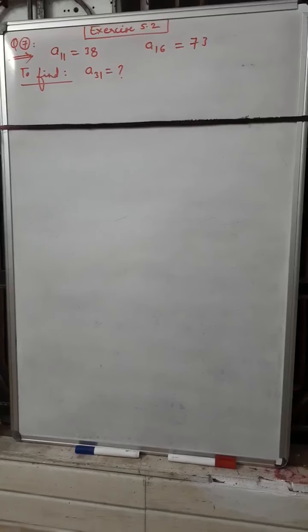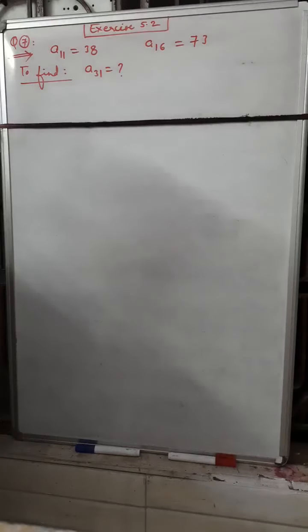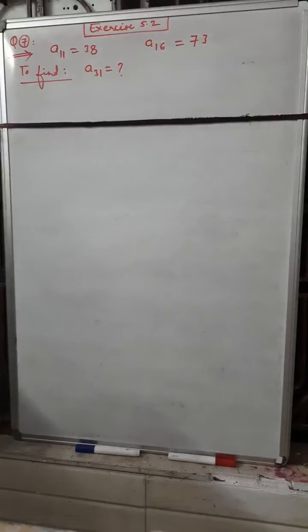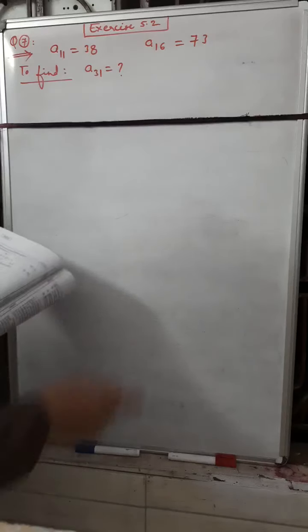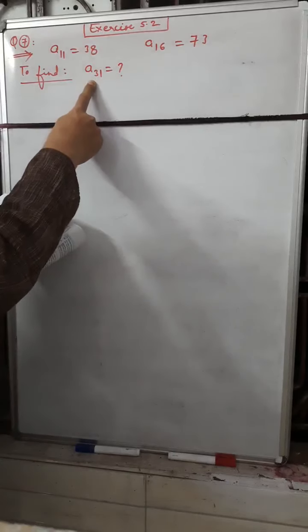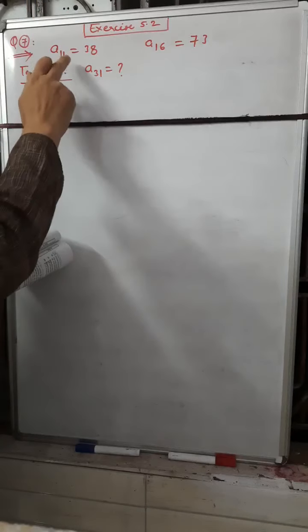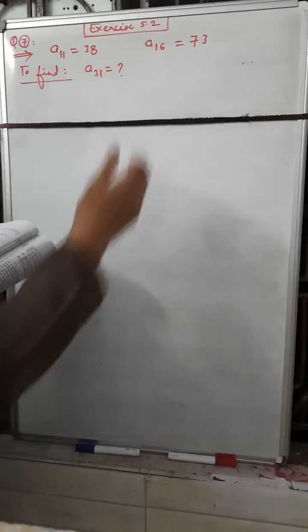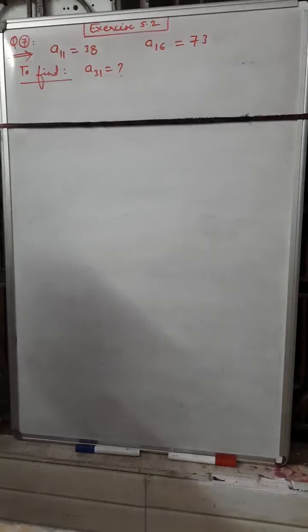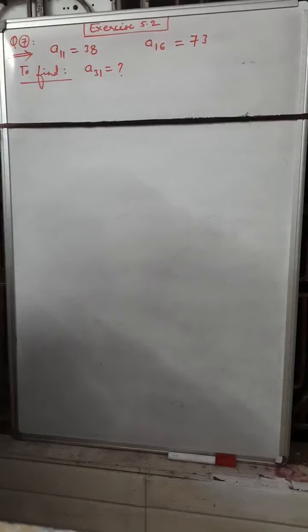So students, today we will solve question number 7 of exercise 5.2, arithmetic progression. In question number 7 of exercise 5.2, find the 31st term. We have to find A31 in this problem, whose 11th term is given as 38 and 16th term is given as 73. So by using the 11th and 16th terms, we have to find the 31st term of the AP.